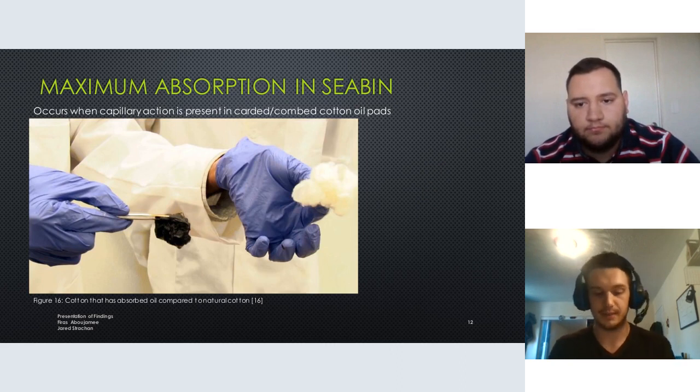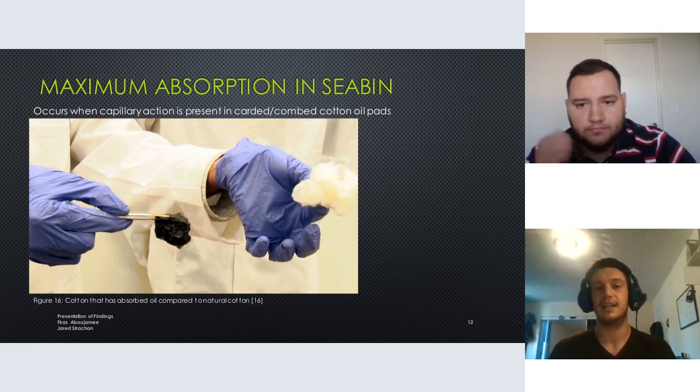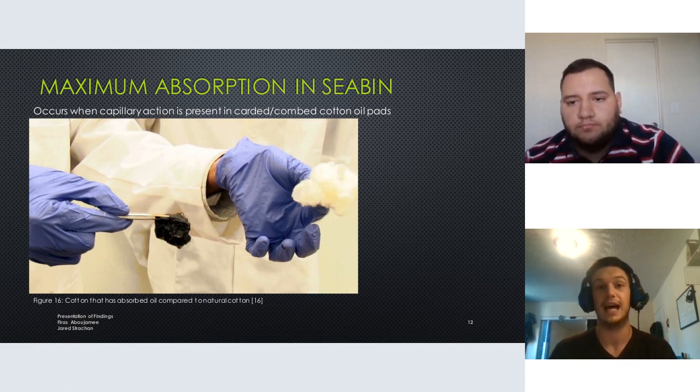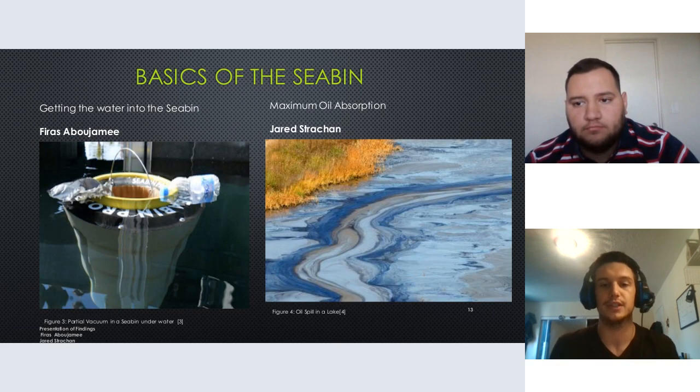And then the maximum absorption in the Seabin. We want as much oil absorbed as possible. We want an efficient system, right? So carding and combing these cotton oil pads and then placing them into the Seabin catch bag, and then placing the Seabin itself into the oil spill is the best way for maximum absorption to clean up an oil spill. And then once they're in the Seabin, you can actually take them out and dispose of them properly. It's a quick, effective method that not a lot of other solutions offer, and especially that quick. That's what makes the Seabin so important when you're trying to clean up oil spills: it's just a quick and effective way to clean them up.